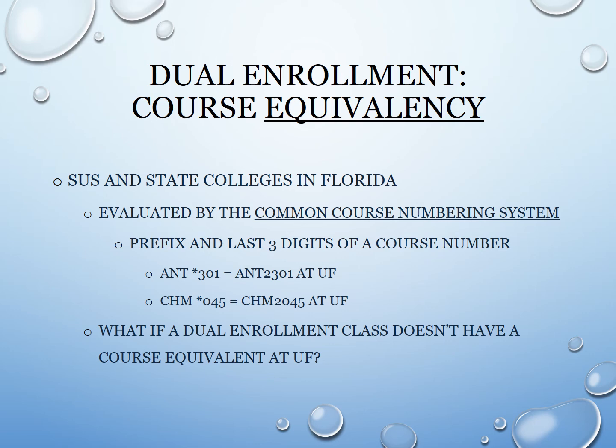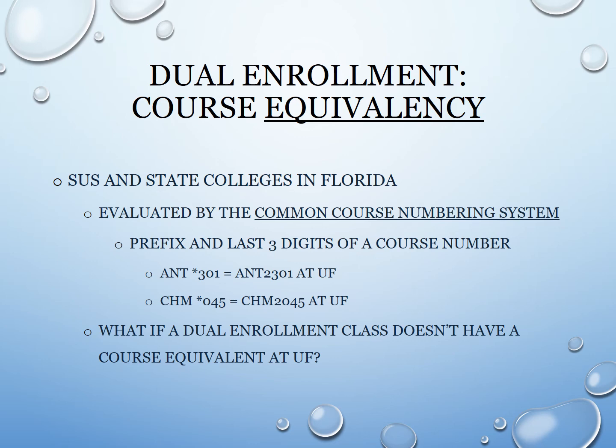So, dual enrollment course equivalency. This is the Common Course Numbering System I was mentioning on the last slide. The Common Course Numbering System says that if the prefix of the class and the last three digits of the course number match up, then they are equivalent to the course at UF. So for the example on the slide, A&T, whatever it is, 301, so it could be A&T 1301 or 3301, is going to be equivalent to A&T 2301, which is a course taught at UF. It's Human Sexuality and Culture. That is going to be the same class.